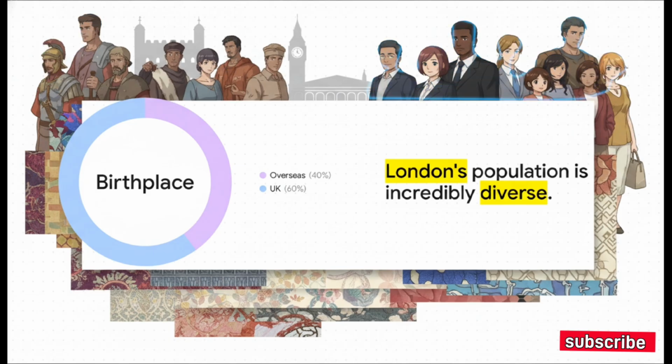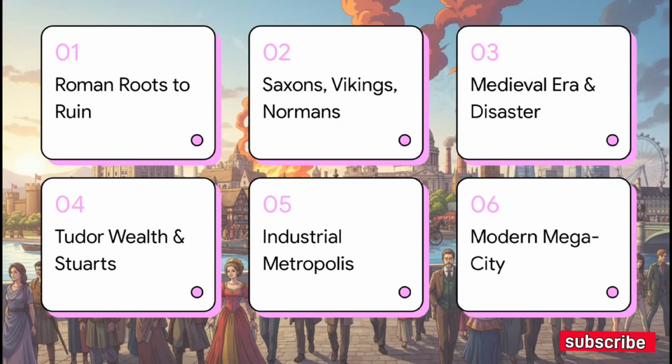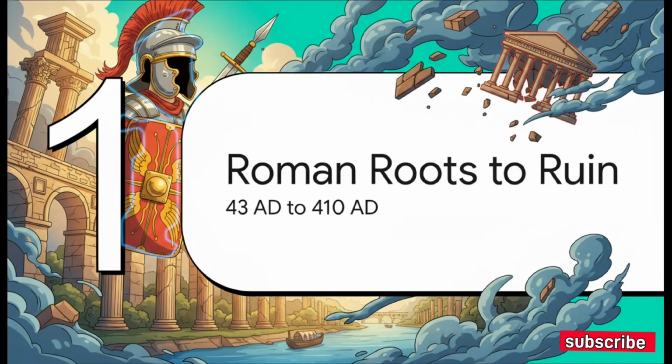It's like a giant puzzle. Okay, let's dive into this. Here is our chronological roadmap for today. We'll start with Roman roots, move through the Saxons and Normans, explore medieval disasters, the Tudor and Stuart eras, the industrial metropolis, and wrap up with the modern megacity. Let's get started. Section 1.